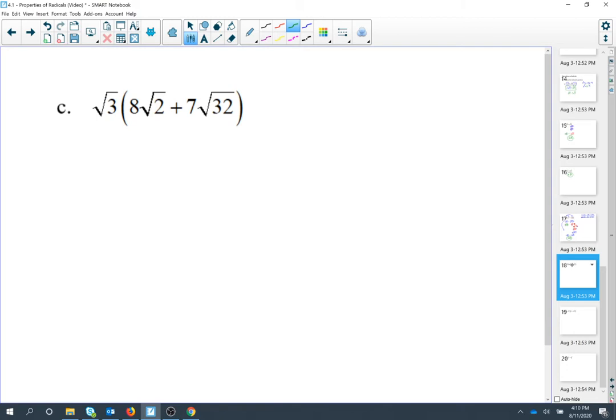Letter C. Square root of 3 times the quantity 8 root 2 plus 7 root 32. Same idea, we're going to distribute. Now, this is your first term. It comes together, you can't separate it. This is your second term. It comes together, you can't separate it. And then this is what you're distributing, and you're going to distribute it to that one and then to that one. So when you see 8 root 2, it's not like an 8 and then a root 2.